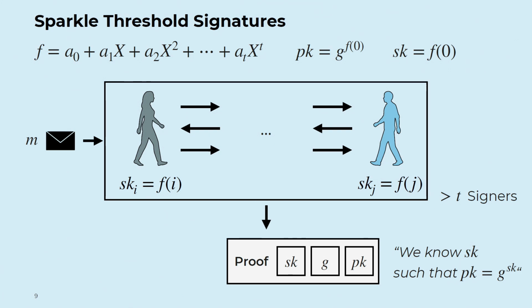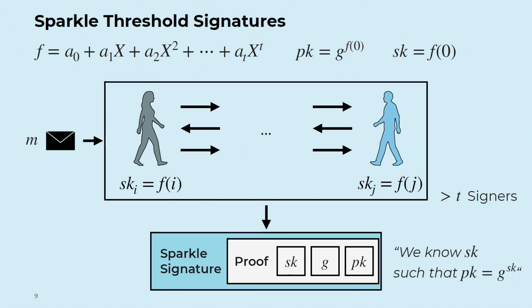Jointly, they have enough information to know the secret key. They will compute such a proof of knowledge in a distributed way. And this proof of knowledge is then the signature in Sparkle. Good. Now let's see how the security argument, or the security proof, of Sparkle works.